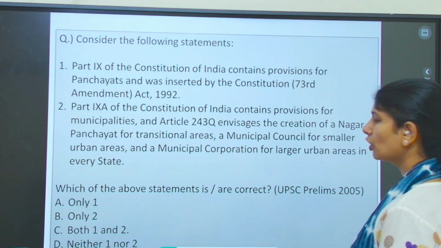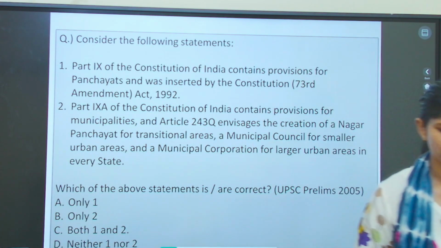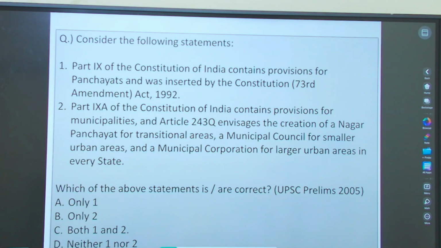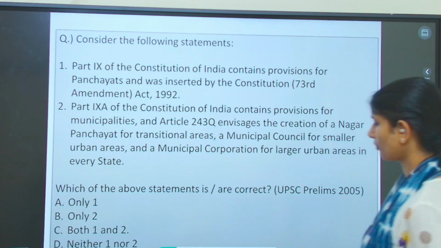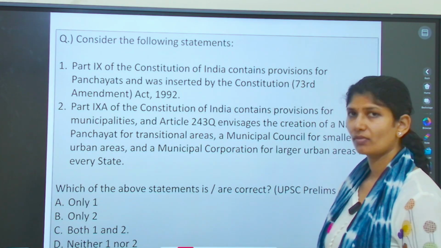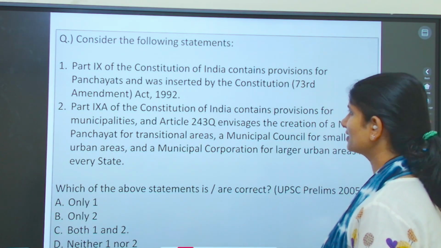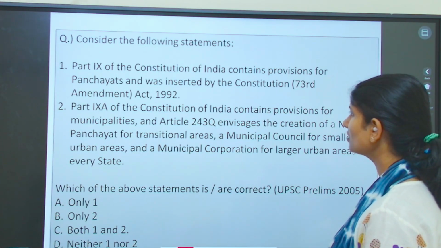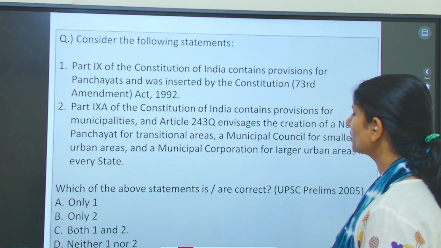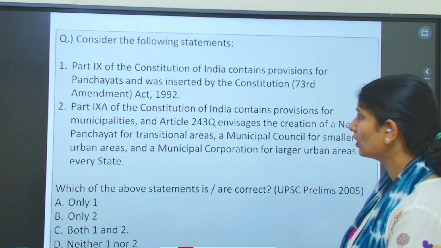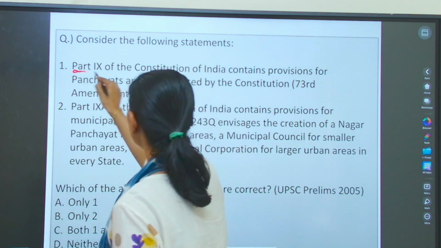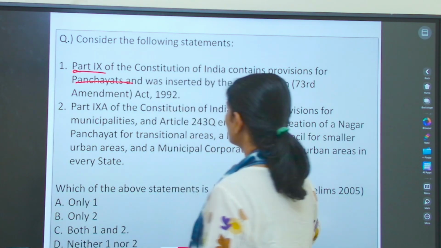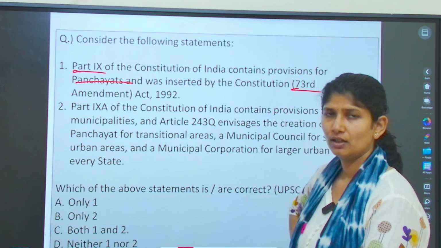Next, this is a 2005 prelims question. Have a look at this. Consider the following statements. Part 9 of the Constitution of India contains provisions for panchayats and was inserted in the Constitution by the 73rd Amendment Act of 1992. Keywords here are Part 9 of the Constitution, panchayats, 73rd Constitutional Amendment.